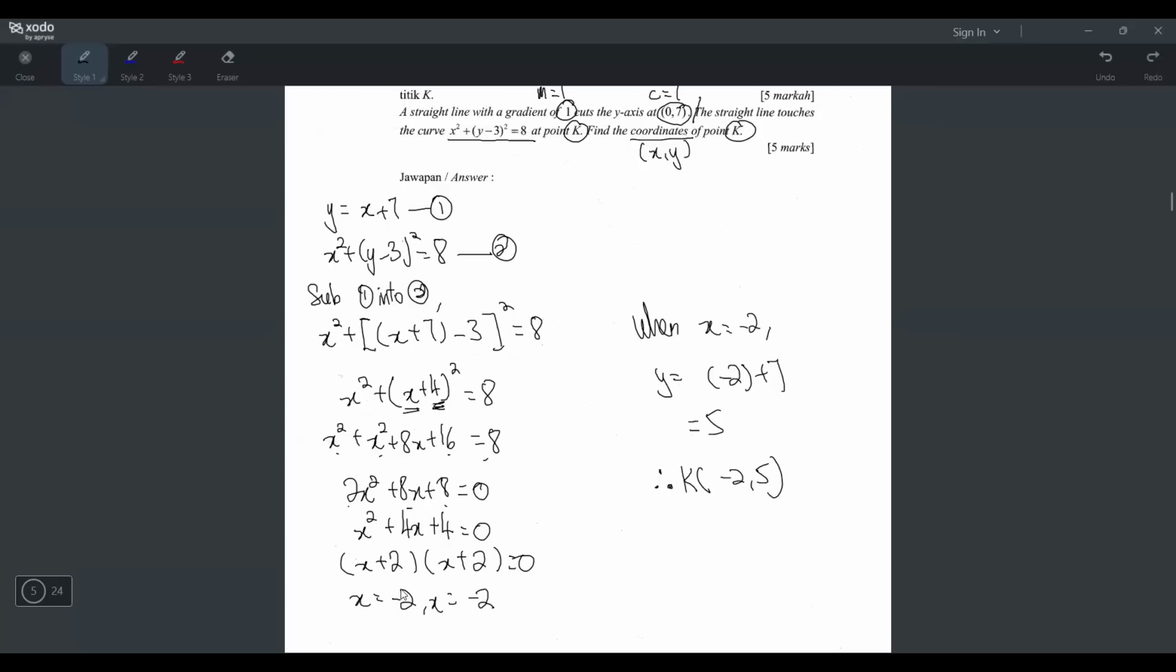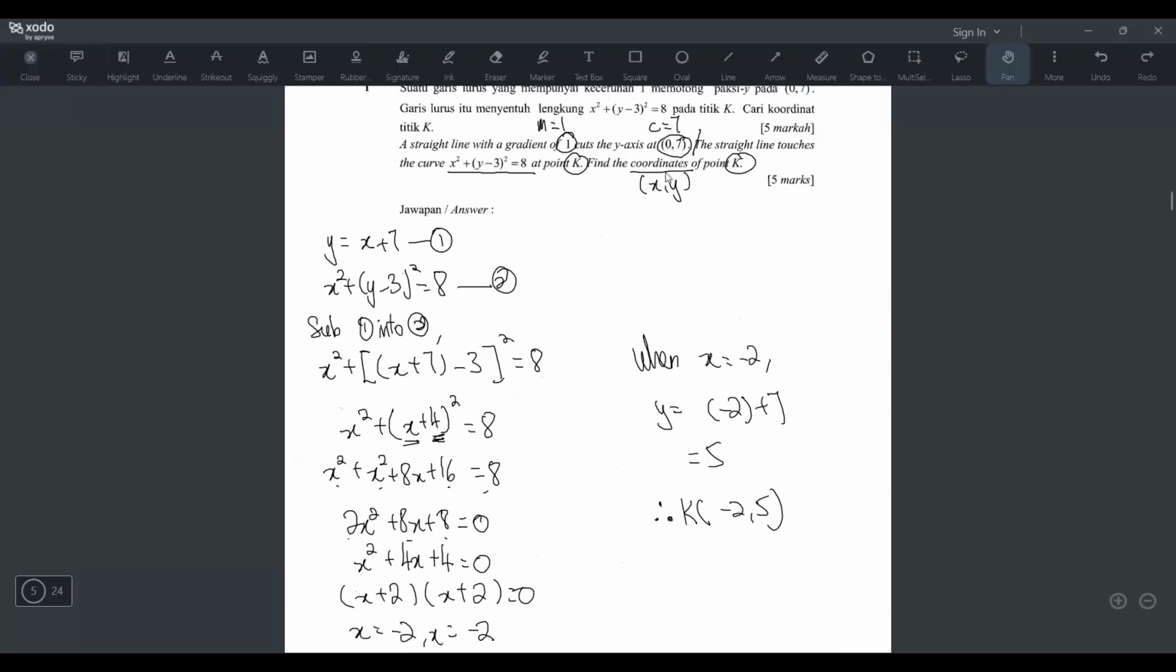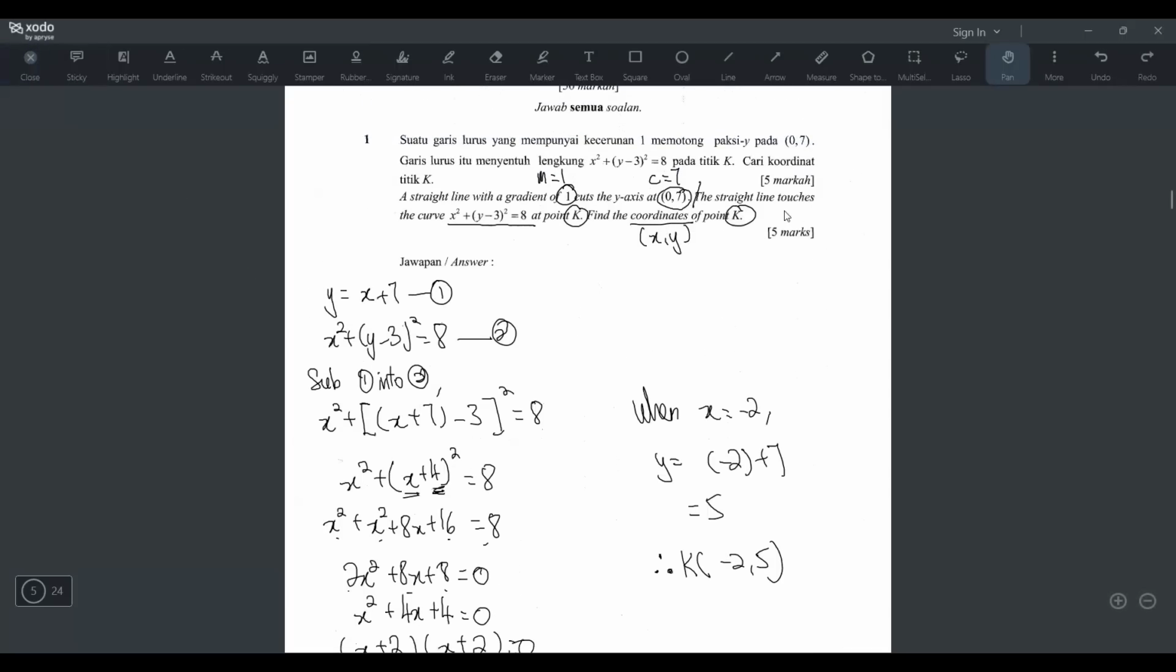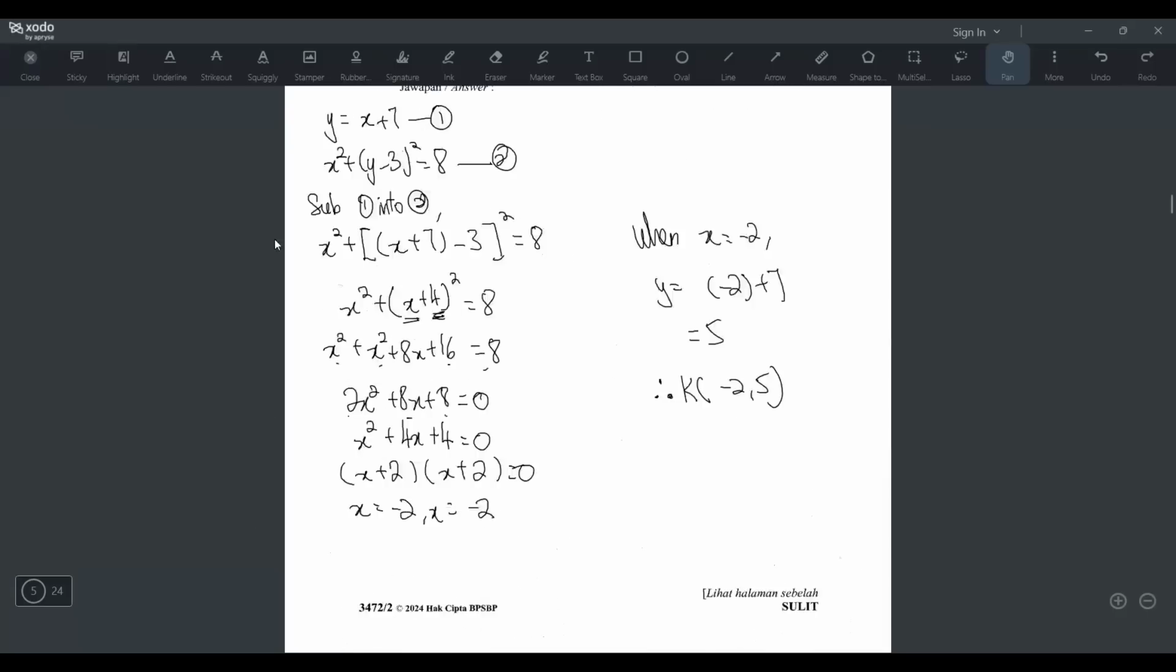Okay, what if your x got two different answers? It means two different roots. Then your y also got two different answers. It means you have two intersection points. Okay, but this one got one intersection point only, right? Because you only end up with one answer. It means there's only one intersection point. Okay. All right. So this is both my 5 marks. So yep, that's all. Done.